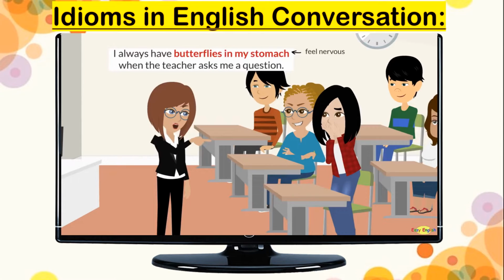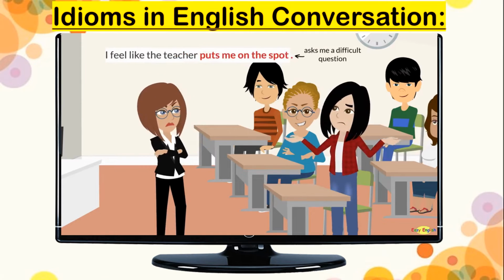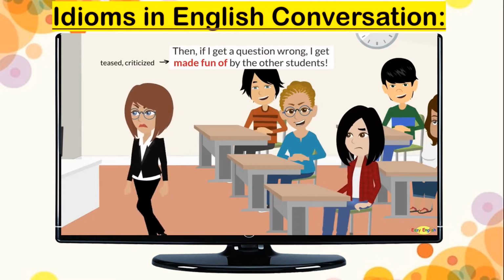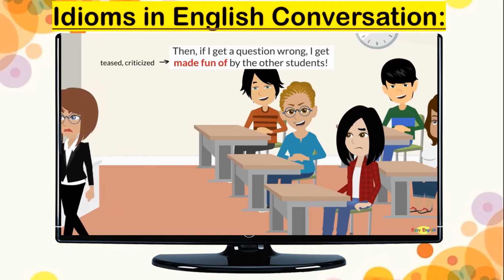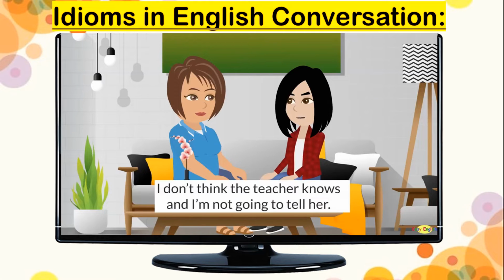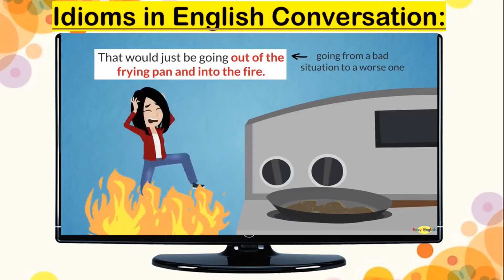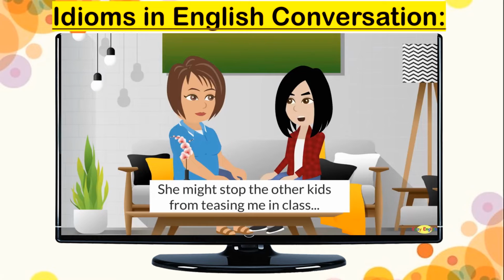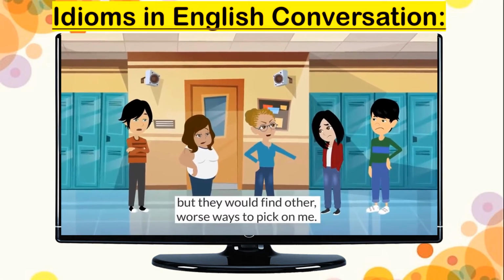I always have butterflies in my stomach when the teacher asks me a question. I feel like the teacher puts me on the spot. Then, if I get a question wrong, I get made fun of by the other students. Does the teacher know that they do that? I don't think the teacher knows, and I'm not going to tell her. That would just be going out of the frying pan and into the fire. She might stop the other kids from teasing me in class, but they would find other worse ways to pick on me.